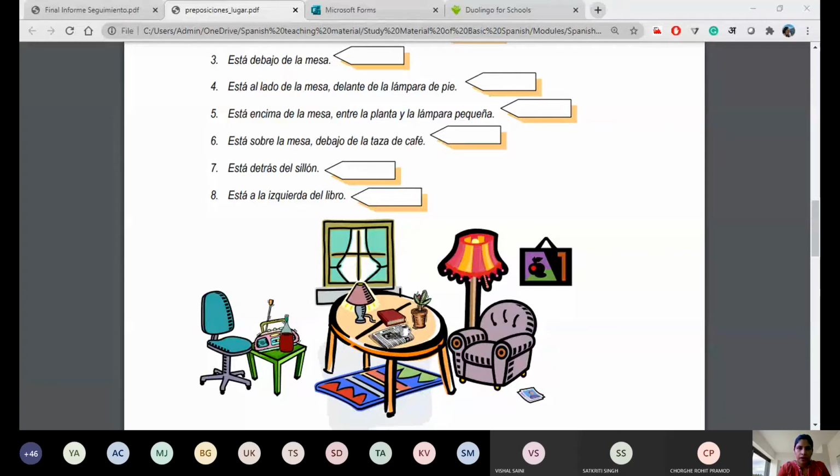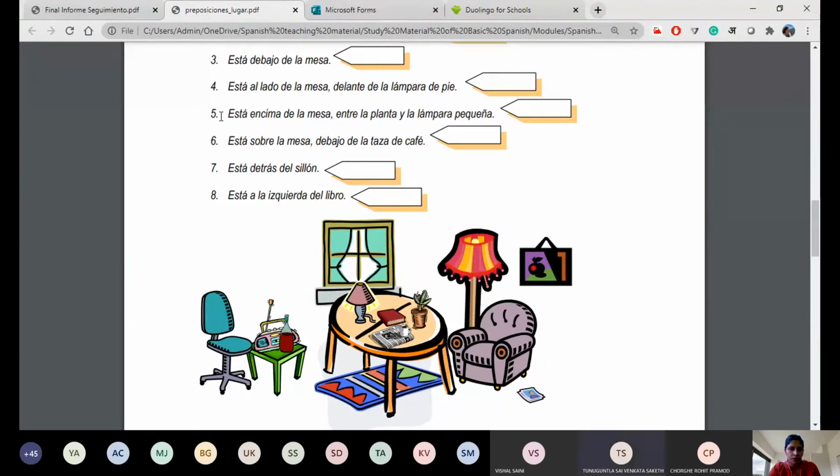Can you read the fifth one? Está encima de la mesa, entre la planta y la lámpara pequeña. Lámpara pequeña is small, okay? So encima de la mesa, what is encima de? On the table. Entre la planta y la lámpara, what is that? Ma'am, the plant and the small lamp. Okay, so what is that object? The plant and the small lamp are on the table.